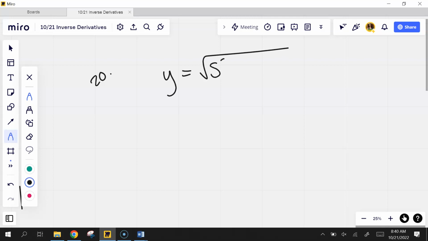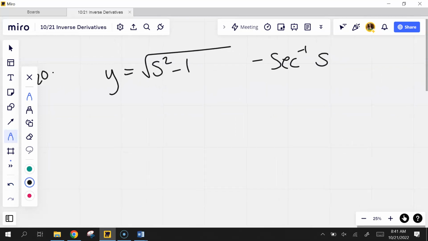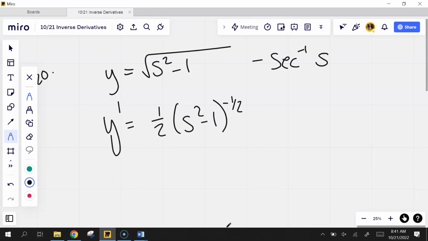Square root of s squared minus 1, minus the inverse of a secant. Derivative here: 1/2 times (s squared minus 1) to the negative 1/2 times 2s. And then inverse secant. Have y'all memorized these yet?